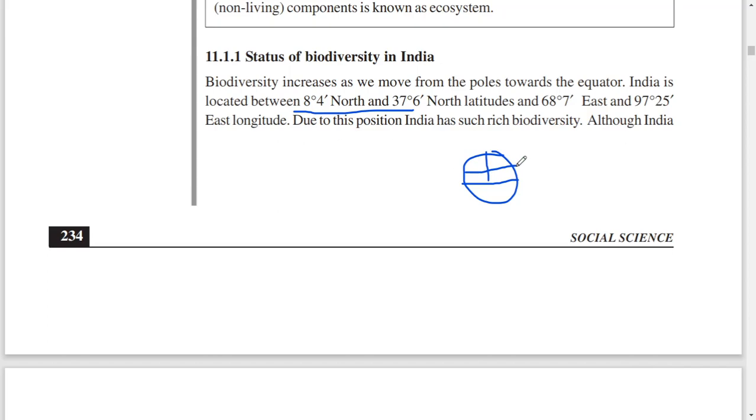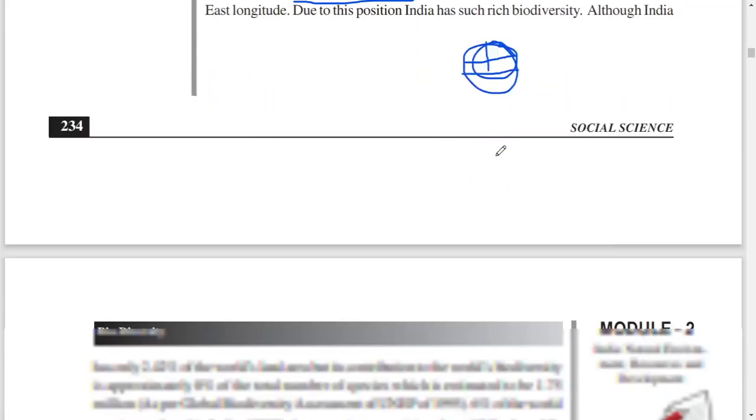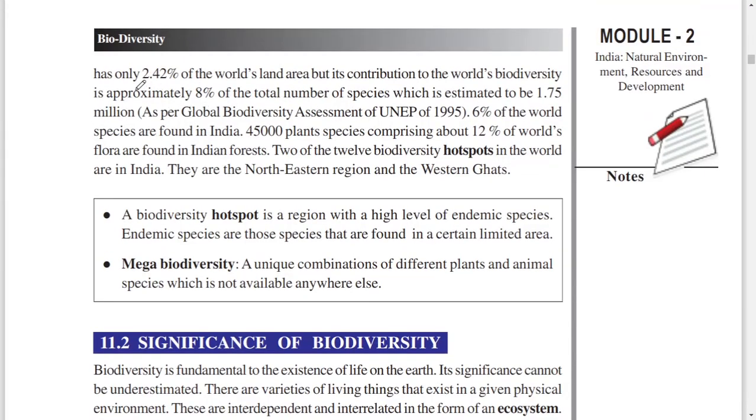Due to this position, India has such a rich biodiversity. Although India has only 2.42% of the world's land, even with such a small share, India's contribution to the world's biodiversity is approximately 8% of the total number of species, which is estimated to be 1.75 million. Okay.